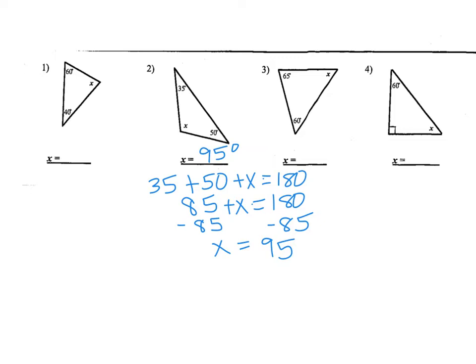All right, number 3 says that I have angle measurements of 65, 60, and I am solving for x. So I'm going to say 65 plus 60 plus x equals 180. So 65 plus 60 is going to give me 125 plus x equals 180. I'm going to subtract 125 from both sides. And I'm going to be left with x equals 55.